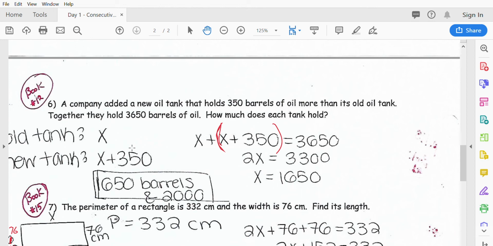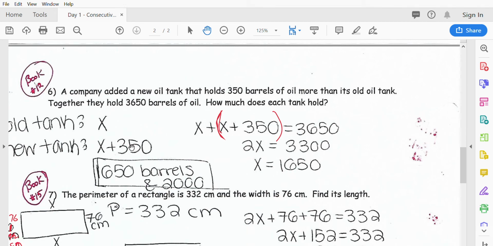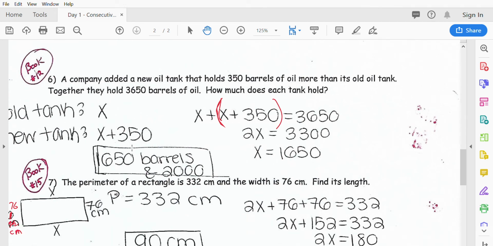A company added a new oil tank that holds 350 barrels of oil more than its old oil tank. Together they hold 3,650 barrels of oil. How much does each tank hold? So we have the old tank, which we're comparing it to, so that's x, and the new tank that holds 350 more barrels, so x plus 350. And then it says together they hold 3,650. So together just means add them together.